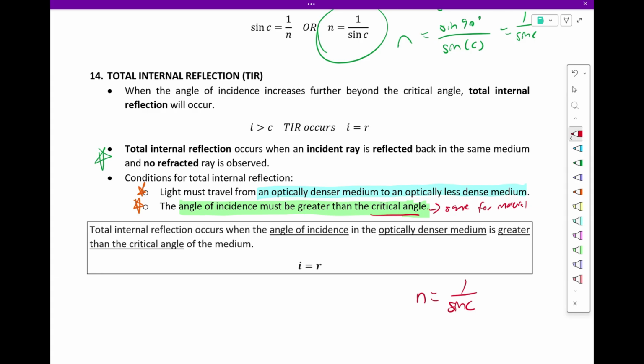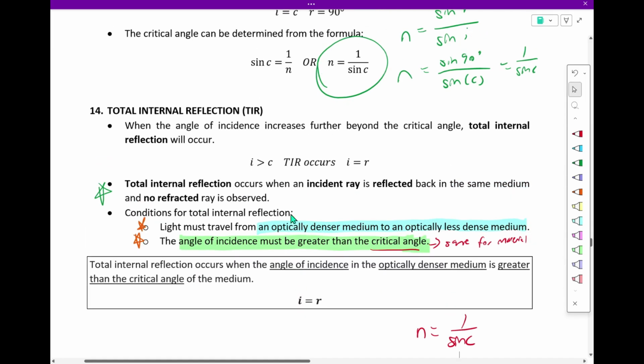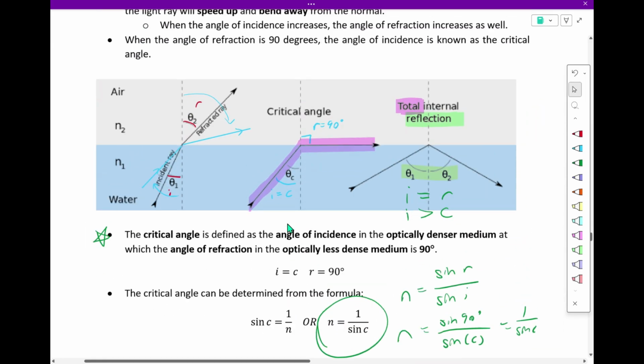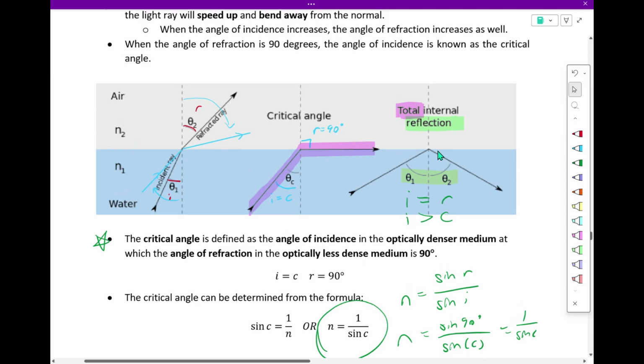Okay, the angle of incidence is what the question gives you, whereas the critical angle is something that you can calculate or they will actually give you in the question as well. So do take note about all of this. Total internal reflection is a bit different. You actually will have your light rays bouncing inwards like this.